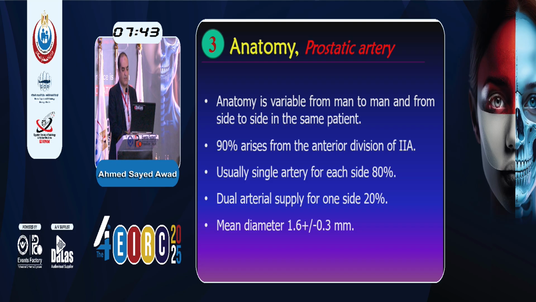Number 3, the prostatic artery itself. The anatomy is variable from man to man and from side to side in the same patient. 90% arise from the anterior division of the internal iliac, usually a single artery for each side, but about 20% of cases receive dual arterial supply for the same side. The mean diameter is 1.6 to 2 millimeters, but in a large-volume prostate, it may reach up to 2.6.